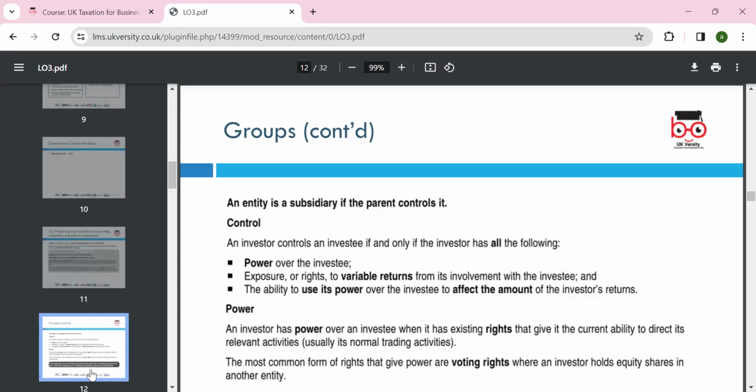And the entities of the subsidiaries: the parent controls, the investor controls the investees, only if the investor has all the following: power over the investees, exposure to the rights, variable returns, investment in the investees, and the use of the power over the investees to affect the amount of the investor's return. So power: the investor has power over investees when existing rights give the current ability to direct the relevant activity, using the normal trading activities.